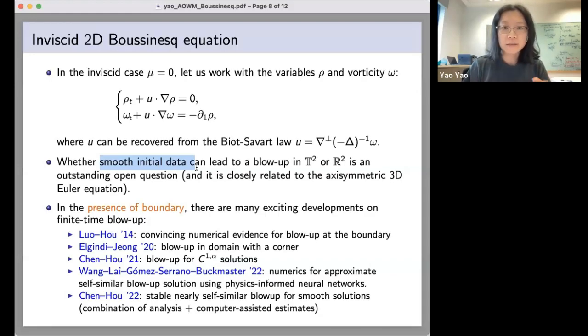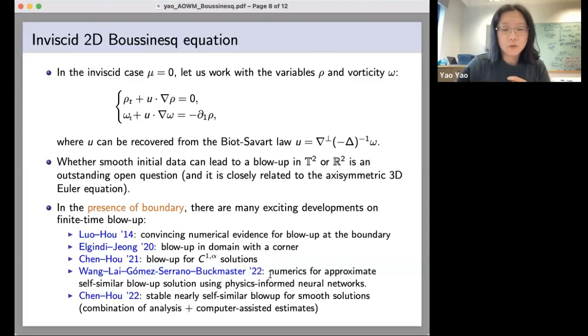But in the presence of a boundary, there have been many exciting developments on the finite time blow-up. Namely, Hou and Luo first got some convincing numerical evidence that blow-up can happen at the boundary of the domain. And then there has been some work on blow-up in a domain with a corner, or blow-up with solutions that are not smooth but belong to the class C^{1,α}.